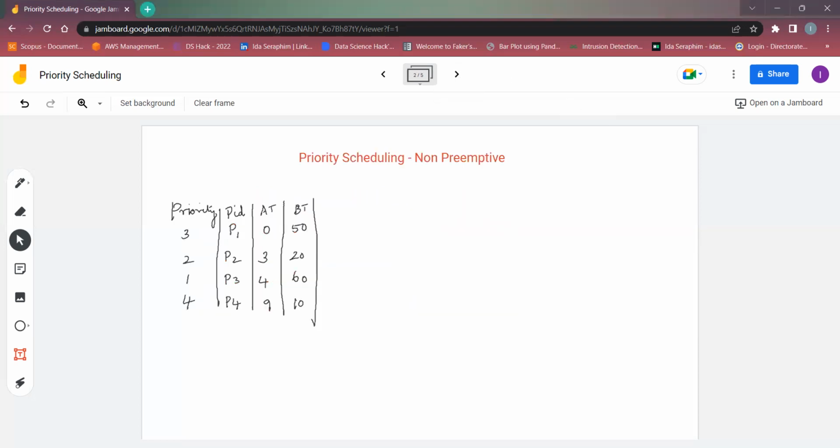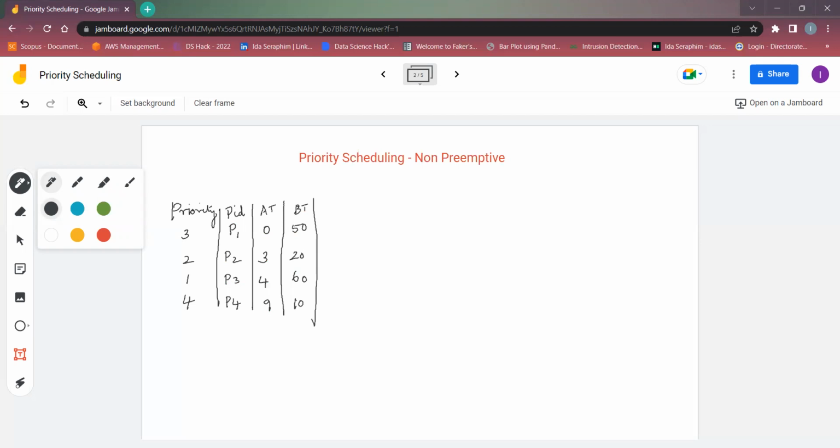Just see this example. In priority scheduling also, we have two modes. One is non-preemptive, and the other is the preemptive mode. Here they have given the priority values of each and every process. I have four different processes, and the priorities associated with each process are given here. Next the arrival time is given, and then the burst time.